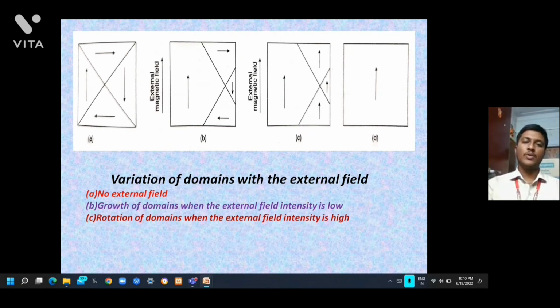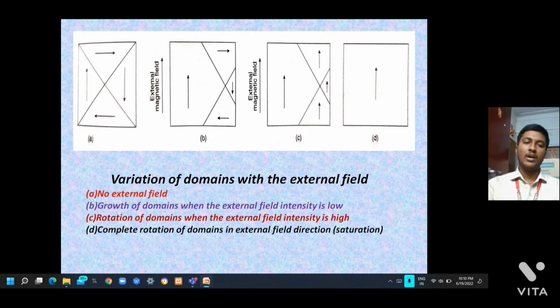So from figure 2 B and C, we can observe that rotation of domains takes place. So here, in B, the top one is in the horizontal position, and in C, it became vertical. So there is a rotation due to the external magnetic field intensity being high. So in figure C, you can observe that one.